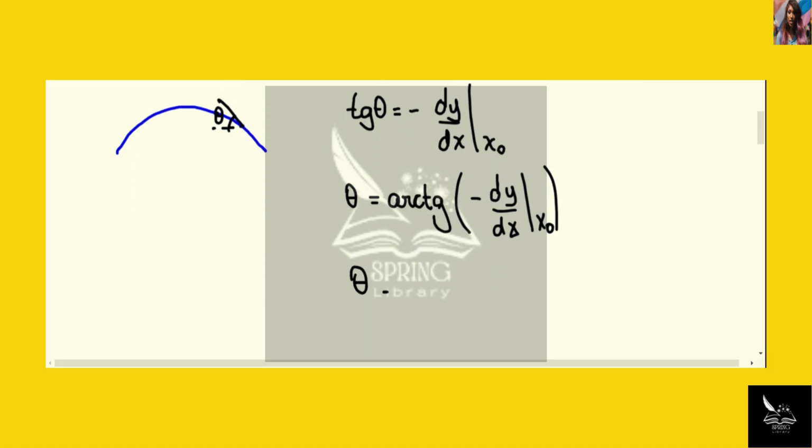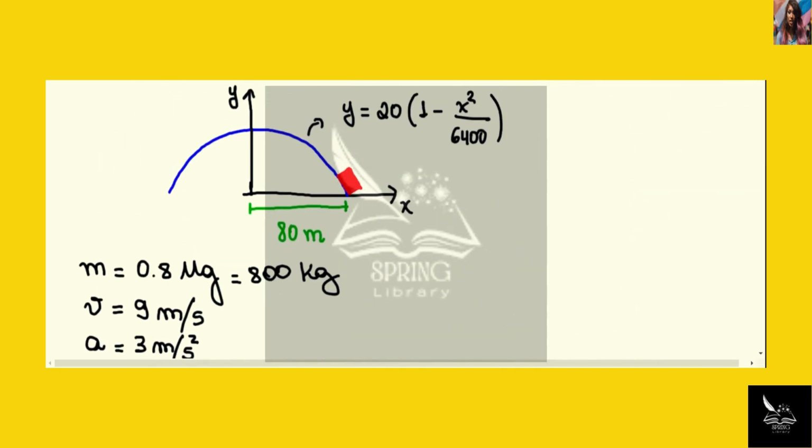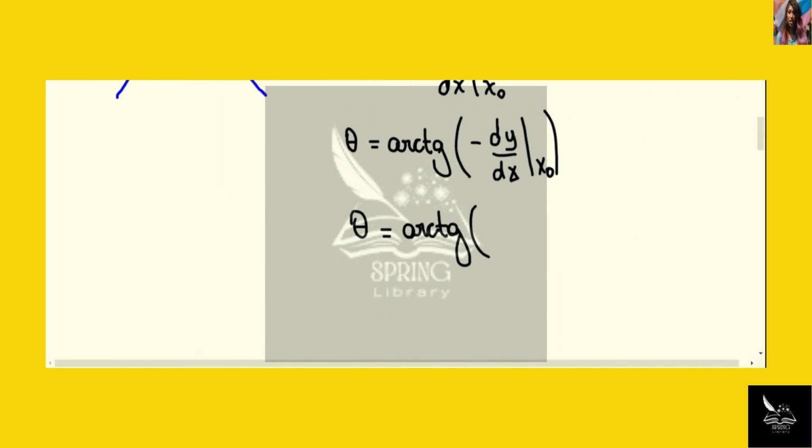Now the derivative of y with respect to x, if we take the formula that we have for y up here, is 0.00625 times the value of x0, which is 80 meters. So theta is equal to 26.6 degrees.